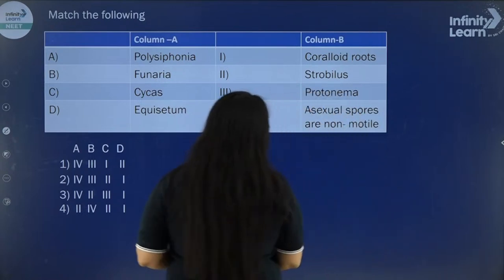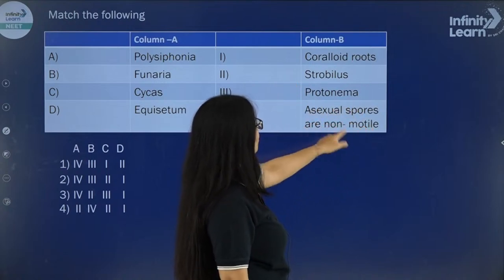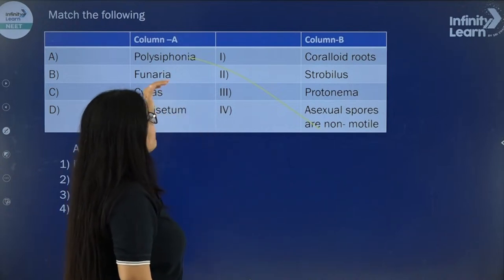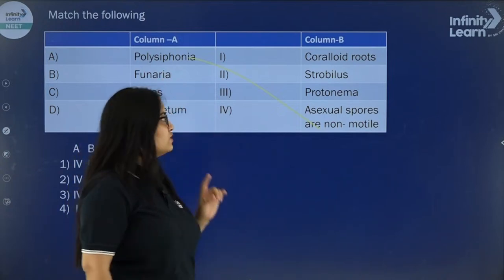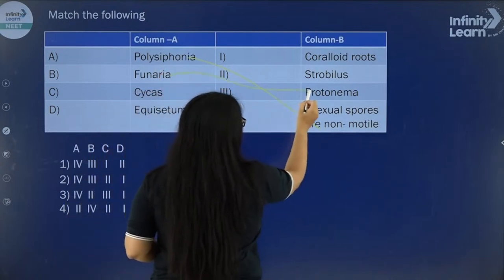So, here you see, my dear students, there's one option: asexual spores are non-motile. This matches with the red algae Polysiphonia. Funaria. Funaria is an example of a bryophyte, my dear students, an example of moss. So, in Funaria, what can you see? Protonema.